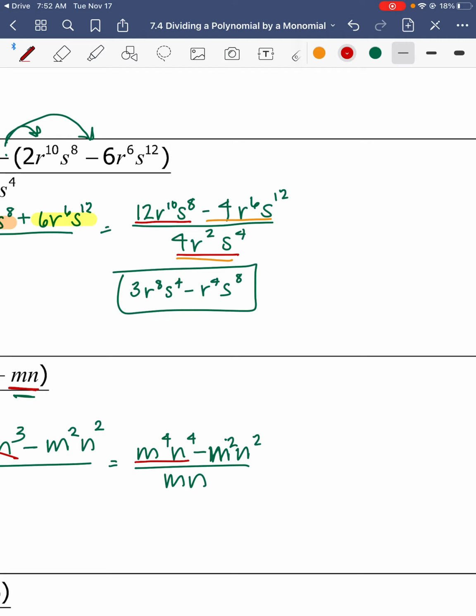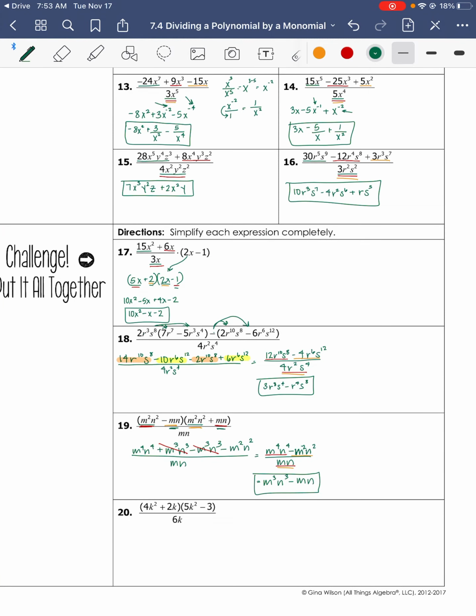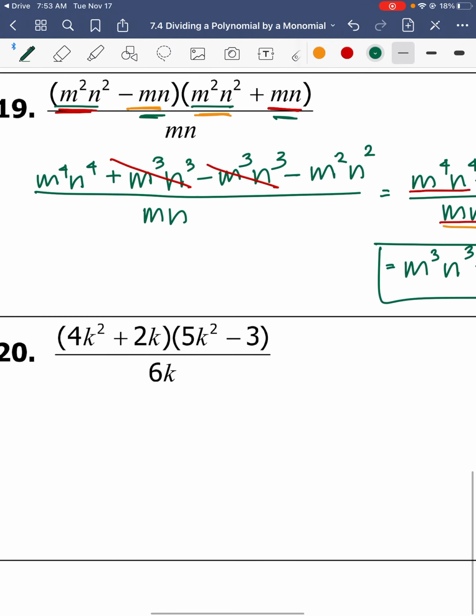Okay, now we just need to do this division, so let's look at m^4 n^4 divided by mn, and that is going to give us m^3 n^3. Okay, and then negative m^2 n^2 divided by mn, we're still going to have a negative mn. And that is our final answer. We can't combine those anymore, and it's in standard form.